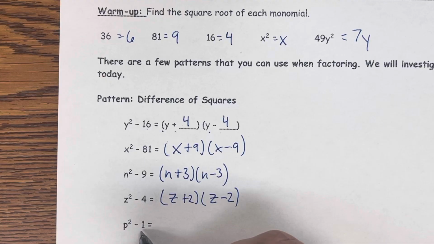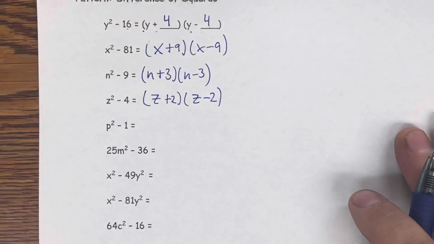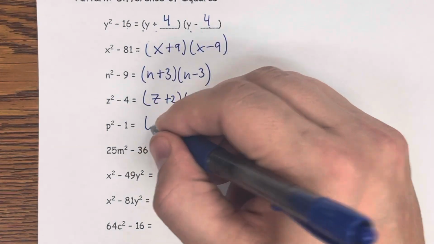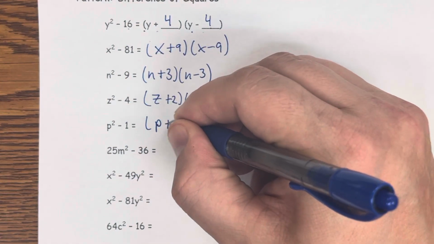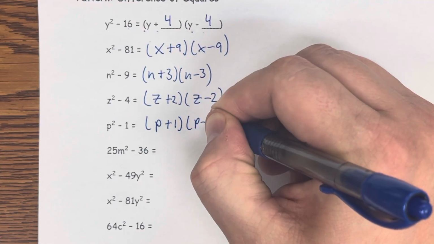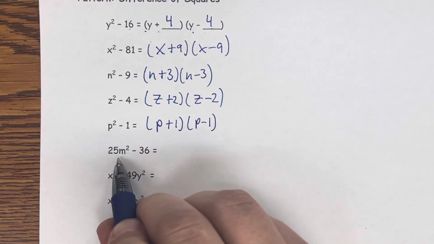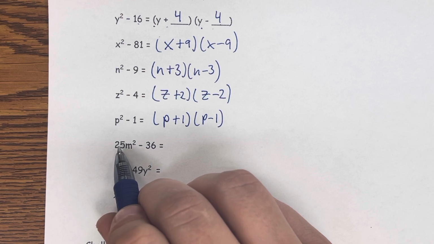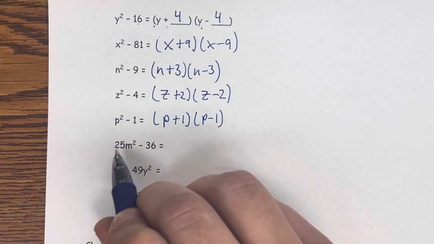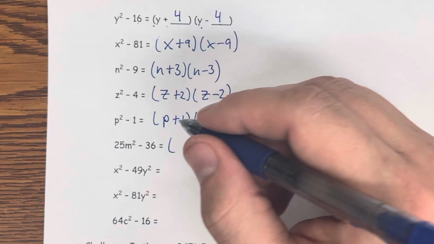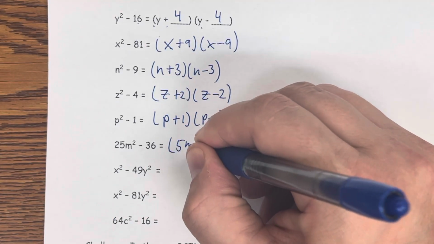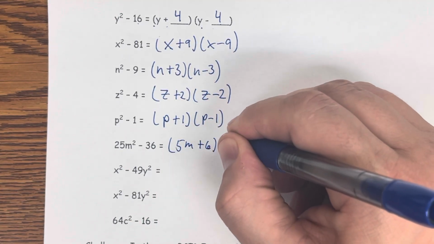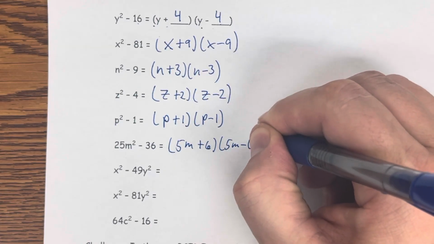The square root of 1 is 1, so that is a perfect square as well. So for this problem, we can take the square roots, set up our two sets, p plus 1 and p minus 1. This one's a little tougher. 25m squared. 25 is a perfect square, so I can take the square root of it. Square root of 25 is 5. So I would have 5m plus 6 and 5m minus 6.